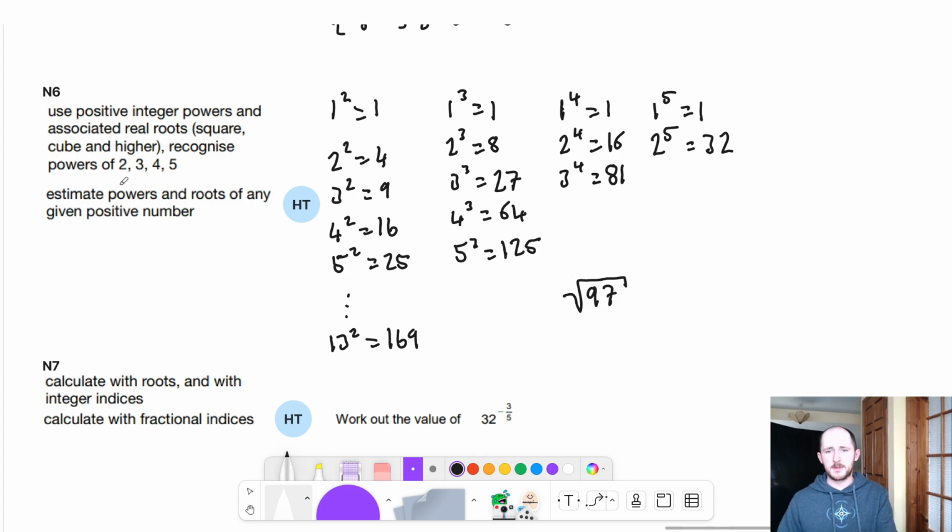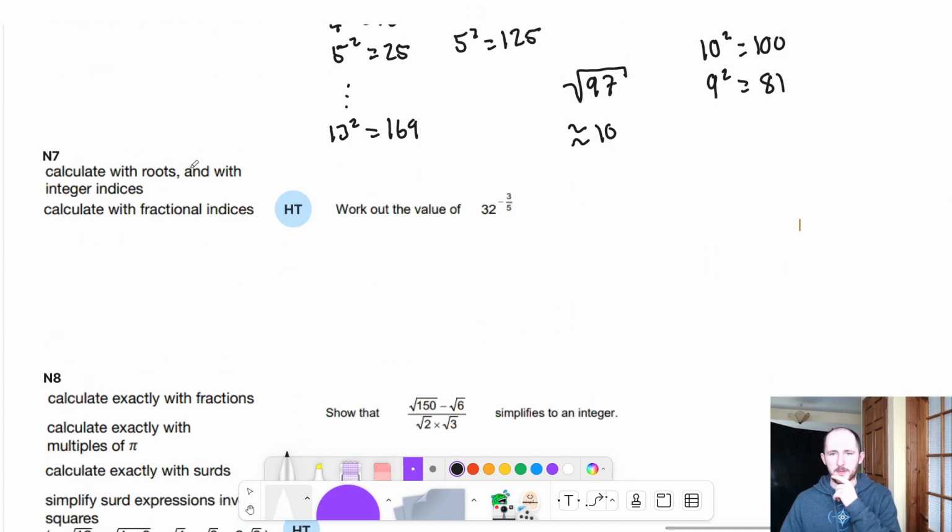Now, in terms of estimating powers and roots of any given positive number, they may say to estimate something like square root 97. Now if I look at the square root numbers, I didn't actually go that high, but I know that 10 squared is 100, and 9 squared is 81. So if I were to estimate square root 97, I would say it's approximately 10, because it's really close to 100. It's far closer to 100 than it is to 81. Okay.